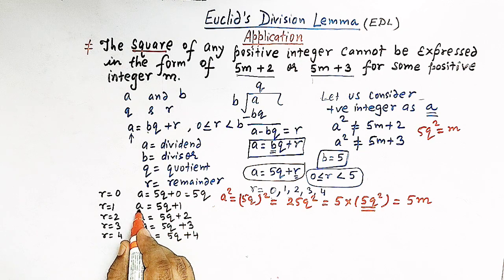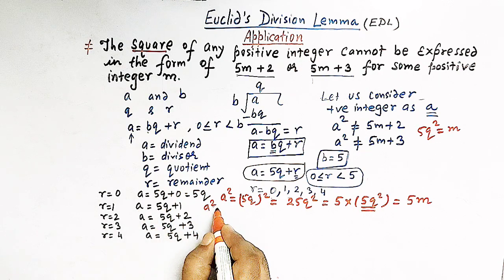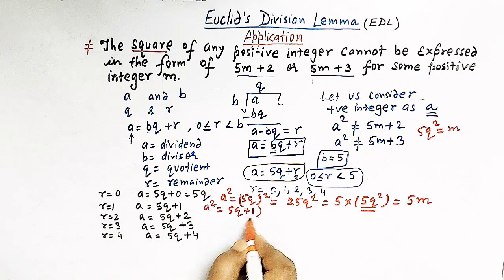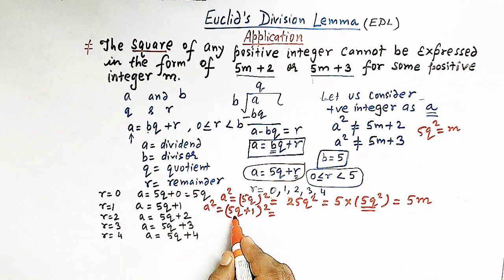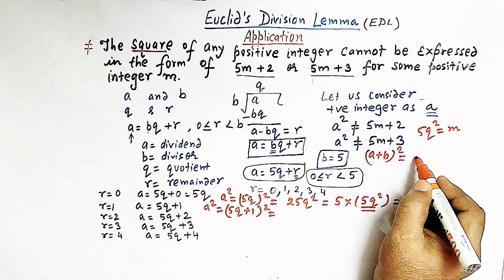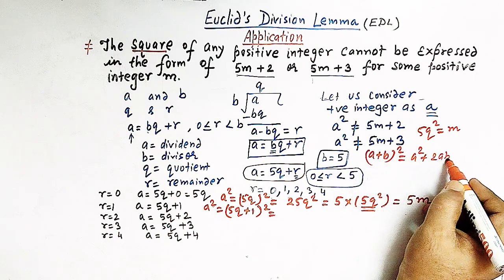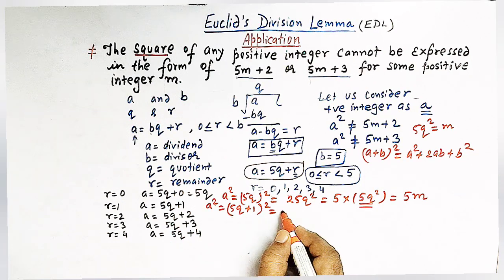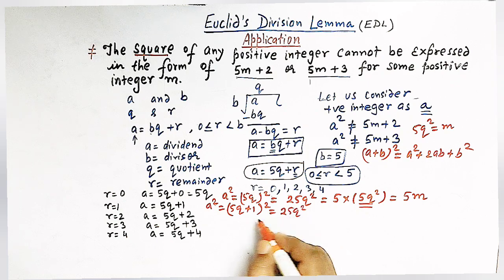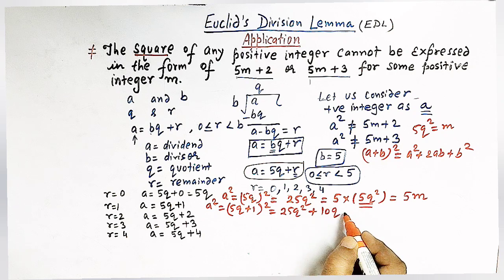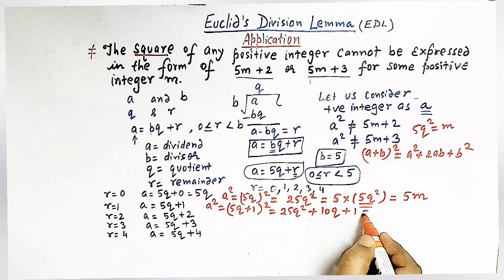Now let us take the square of a. So here in this case, when r is equal to 1, we have a square is equal to (5q plus 1) square. Now this is (a plus b) square, so we have to make use of the identity (a plus b) square, that is a square plus 2ab plus b square, right? So here we have 25q square, then we have the 2ab term, so here we have 10q, and 1 square is 1, right?